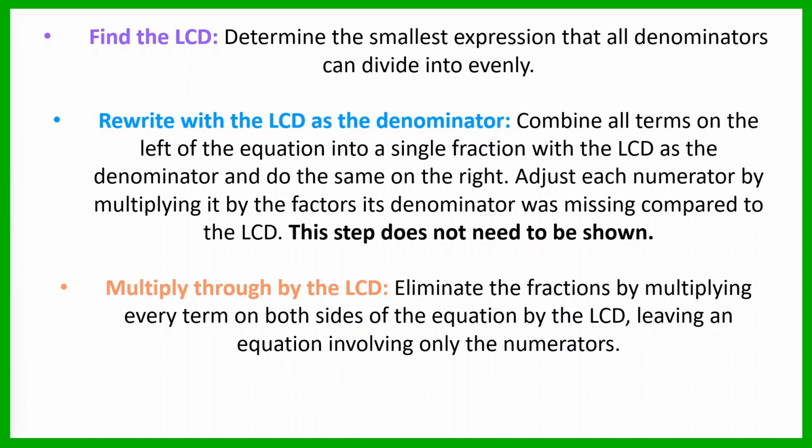The next step is to multiply through by the LCD. And when you do that, you're going to eliminate the fractions because the denominators are going to cancel. Okay, so then you'll end up with just an equation that has the numerators equal to each other. And then you can go and solve the equation as normal. Okay, so let's have a look at an example.